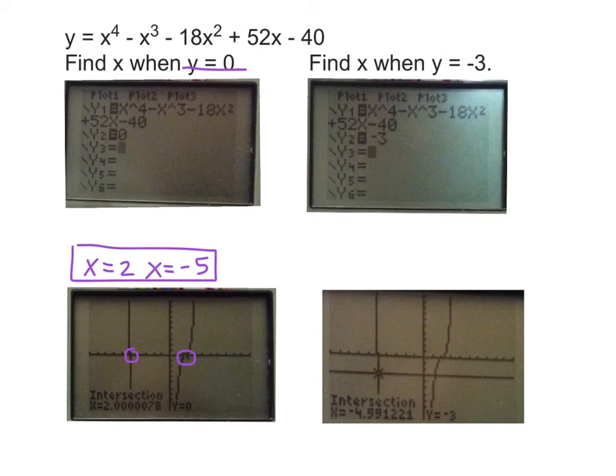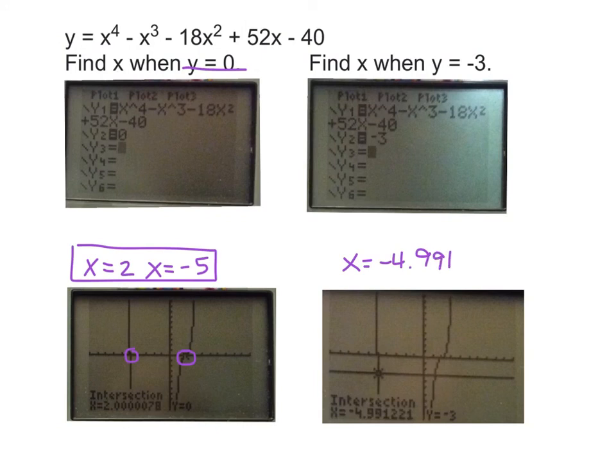So same process, second calculate, intersect is 5, enter, enter, enter for TI people. Now, students with Casio calculators, yours is actually just slightly easier. Remember, you're going to hit F5, and then intersect is F5 again. So you're hitting F5, F5, and you're going to find the first solution, and then all you need to do is use your left or right arrow keys to just jump over to the other solution or solutions depending on the example.